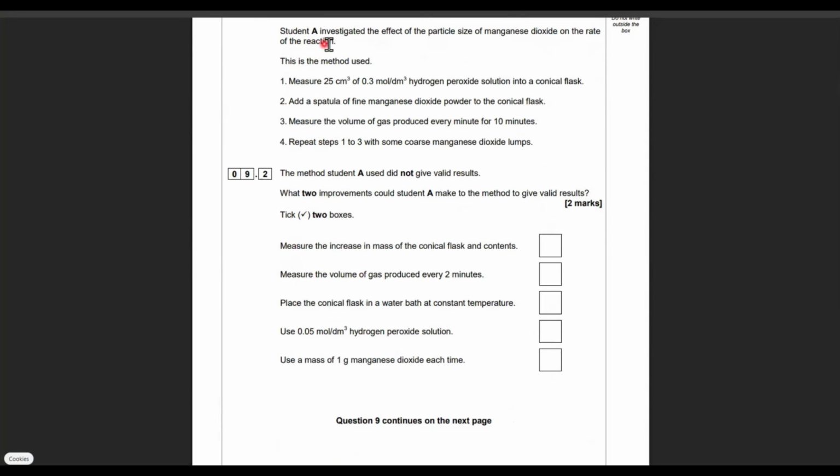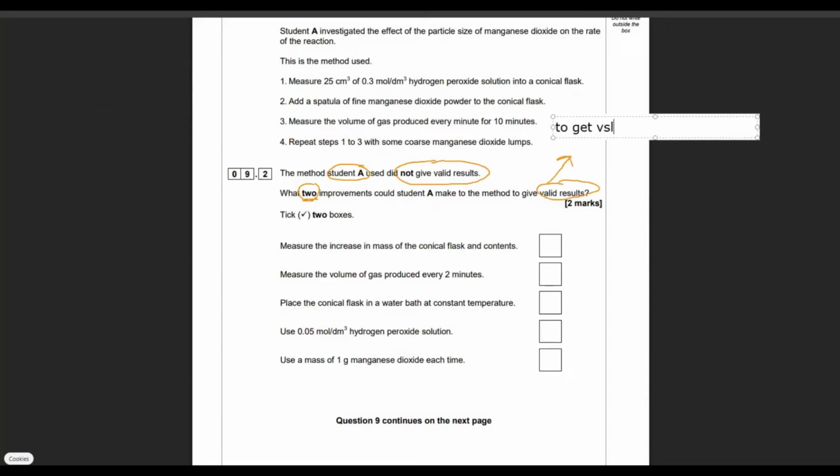Student A investigated the effect of particle size of manganese dioxide on the rate of reaction. This is the method used. Measure 25 cm³ of 0.3 mol/dm³ hydrogen peroxide solution in a conical flask. Add a spatula of fine manganese dioxide powder to the conical flask. Measure the volume of the gas produced every minute for 10 minutes. Repeat steps 1 to 3 with some coarse manganese dioxide lumps.